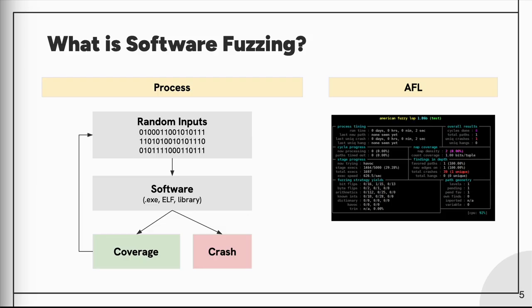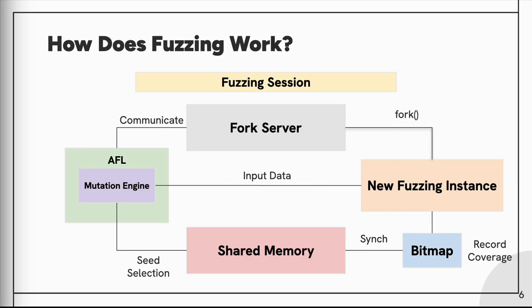So this is all great, but to understand the importance of this paper, we have to know how fuzzing actually works underneath the hood. So this slide demonstrates a simplified fuzzing interface based on AFL.